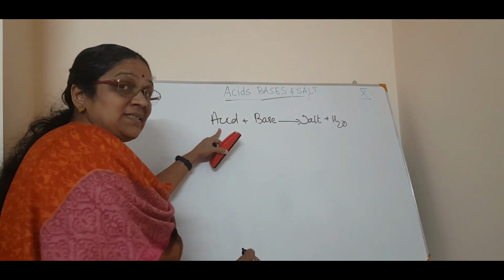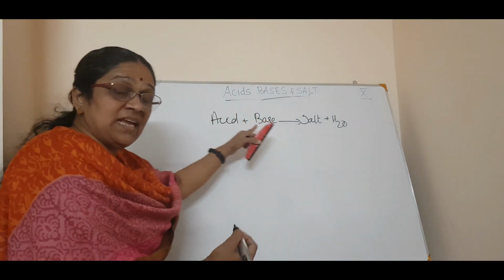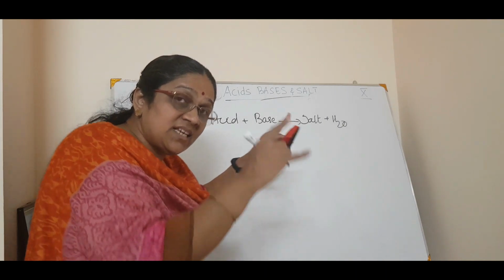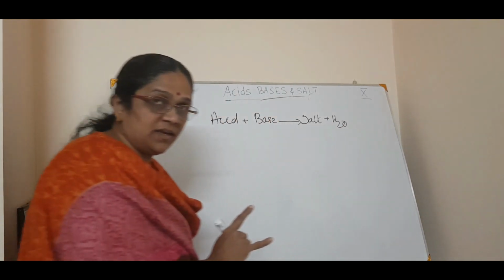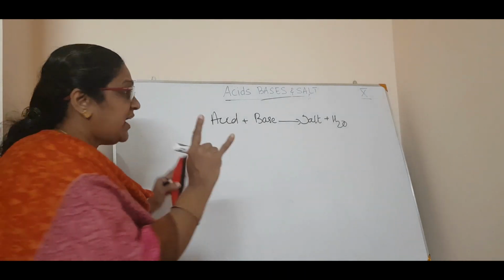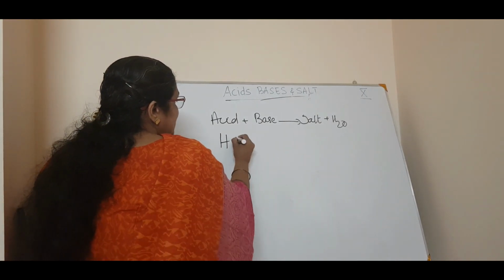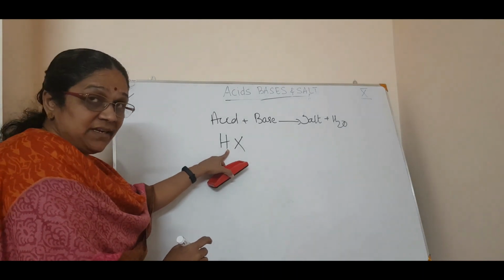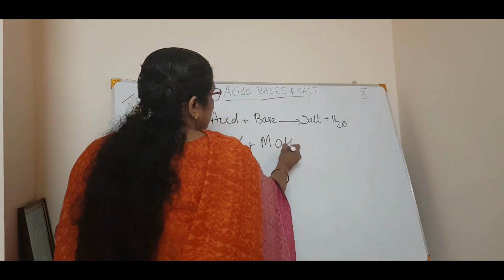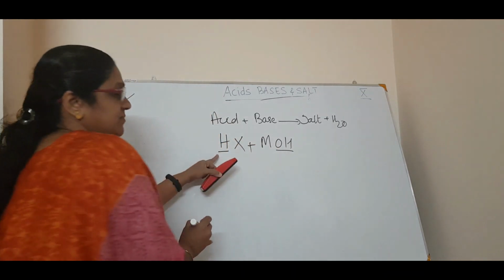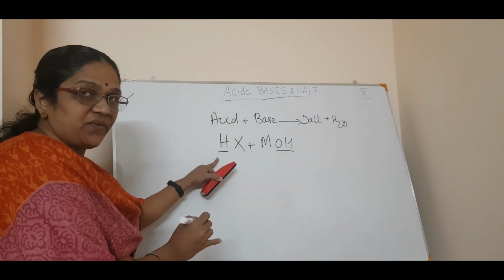Now you know acid contains H+, and base contains OH-. These two will react to form water. So that is why we get water here. Generally, I can write it as HX plus MOH, where H is for the acidic character and OH is for the basic character. This is the generalized equation for a neutralization reaction.